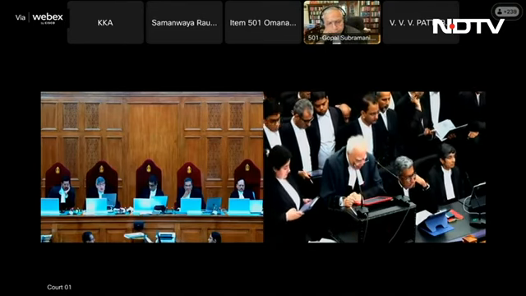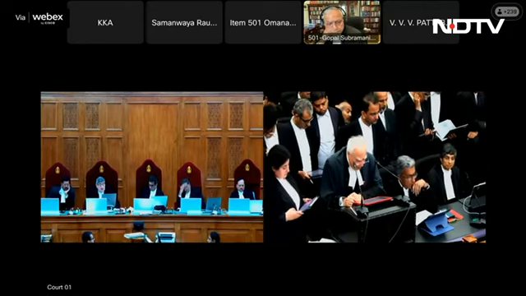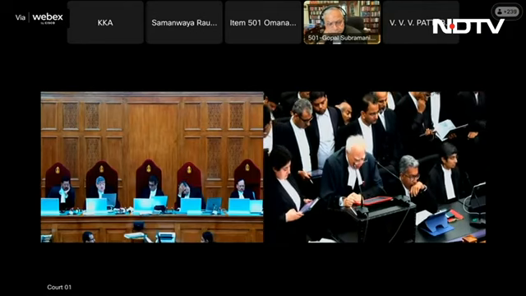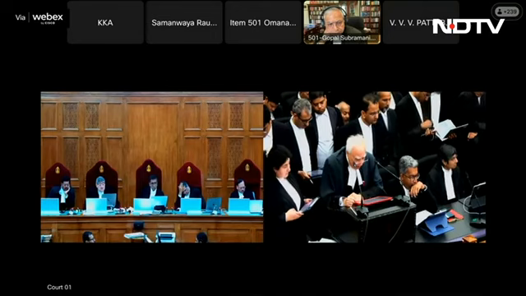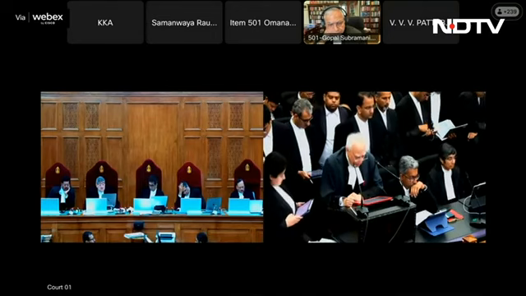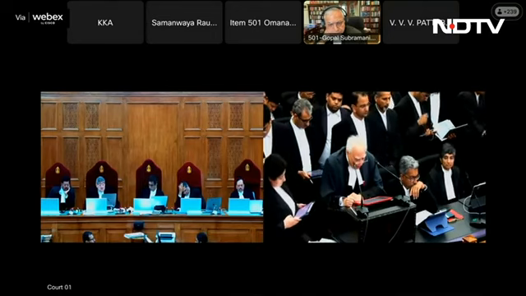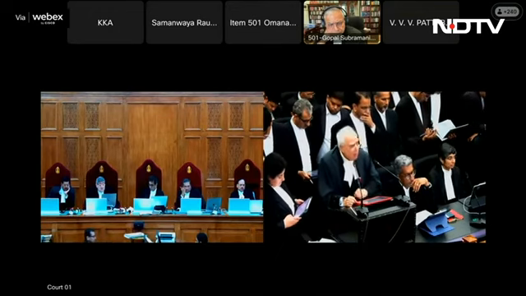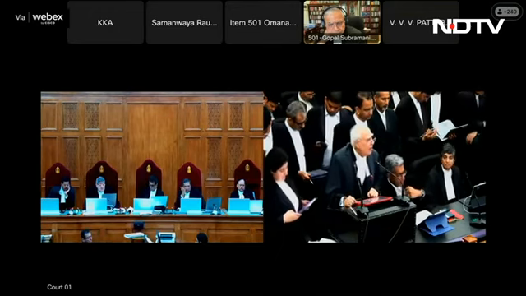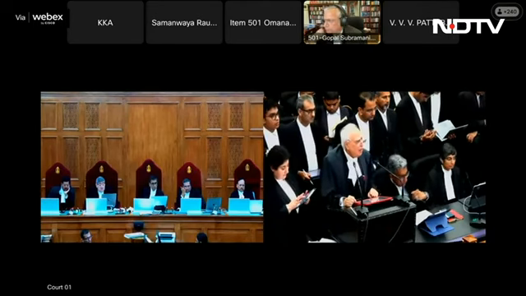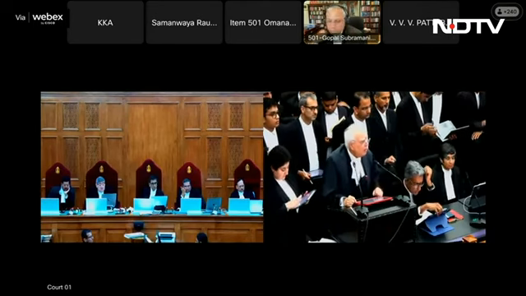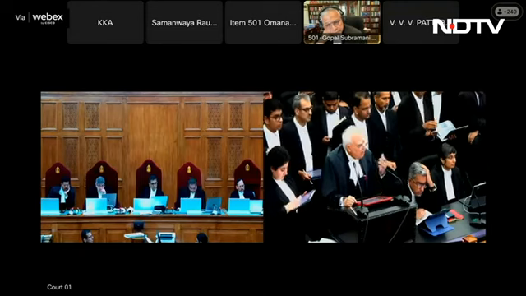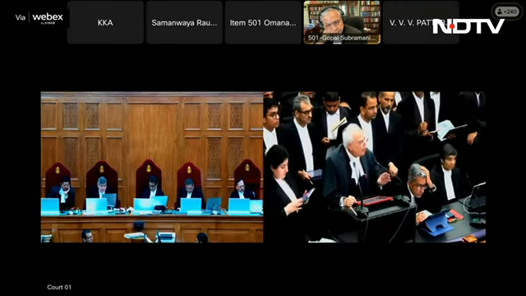Then the second proviso: provided further that no bill providing for increasing or diminishing the area of the state of Jammu and Kashmir, or altering the name or boundary of that state, shall be introduced in Parliament without the consent of the legislature of that state. So you can't even introduce it. Here, by 356, you do away with it.